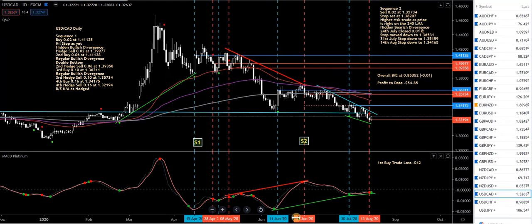I don't know why, it's been like that for years. I don't know why I persist with it. But anyway, there's a sell signal here. Took a buy trade on this one, and it was a loss of $42.